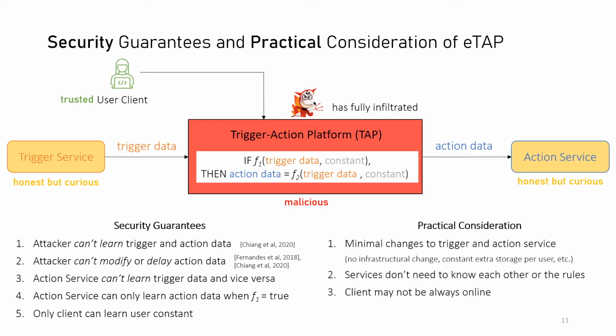As usual, security consideration isn't the whole story when designing a system. Therefore, we need to have some practical considerations. For example, we need to ensure that there are little changes to the trigger and action services. Otherwise, there may not be incentive to participate. And we need to assume that the client, which is usually a phone or a computer, may not be always online.